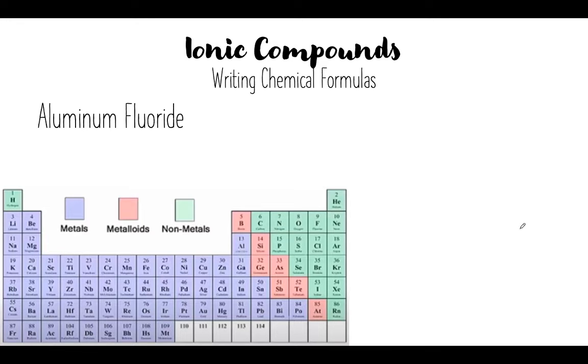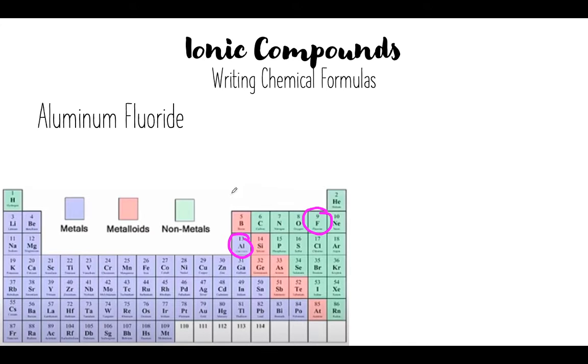Let's write chemical formulas for them. So this is a little bit more challenging, but you can still do it. So let's take a look at this particular compound. It's aluminum fluoride. Let's find where the two elements are on the periodic table. So aluminum is right here, and fluorine. So it says fluoride, but I know that we're talking about fluorine.